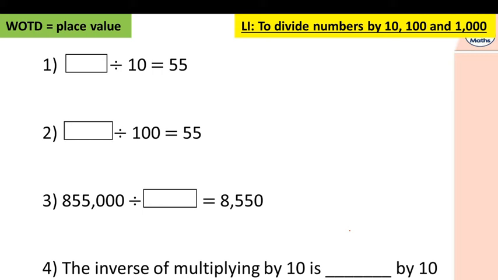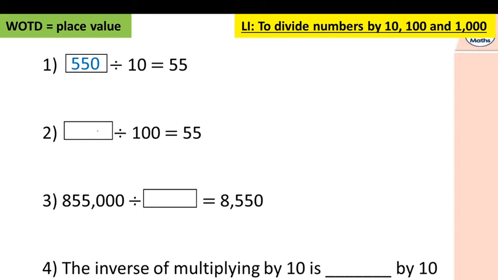So the first question is, what divided by 10 is 55? So I can work backwards here to work out this. If I'm working backwards, I can do 55 times 10 to get this answer. So we should get 550. So 550, if you divide that by 10, the digits move 1 to the right in our place value columns, and we end up with 55.